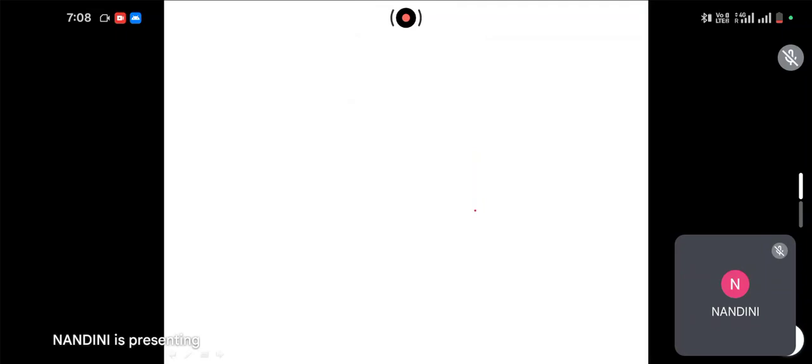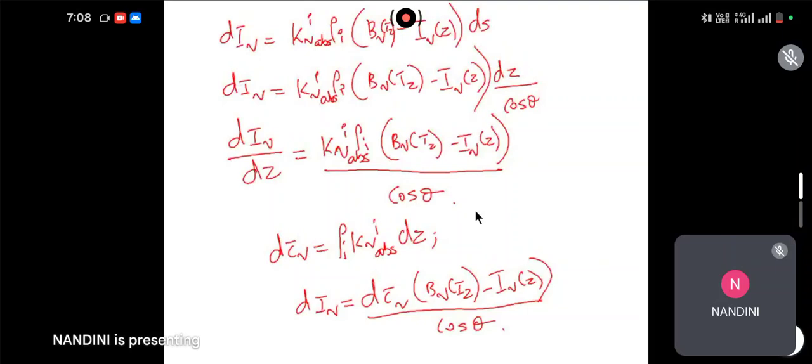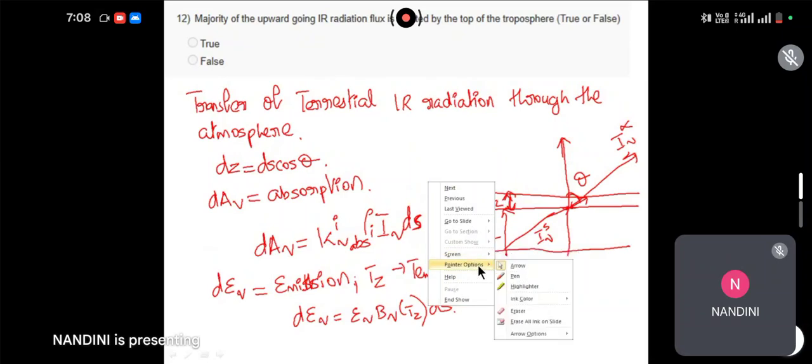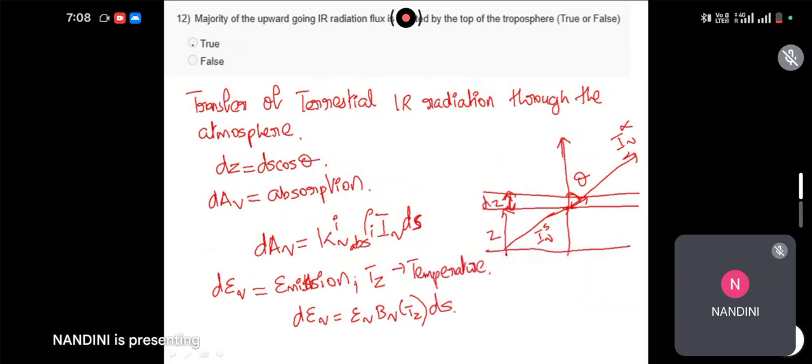So it accounts for both the absorption that is taking place in each layer and also the emission that is happening with each layer. So here the question was, majority of the upward going infrared radiation flux is emitted by the top of the atmosphere. As we reach the top of the atmosphere, the amount of radiation is getting attenuated and attenuated. So the maximum amount of upward going infrared radiative flux will be emitted by the top of the atmosphere, because the radiation is getting attenuated and attenuated. So this is true.